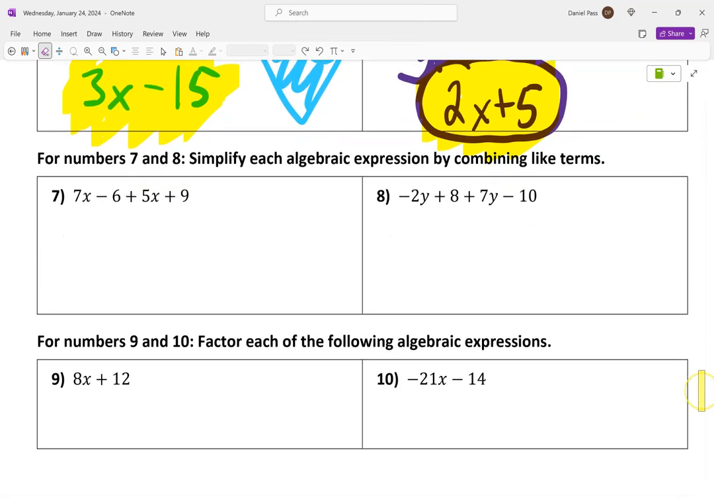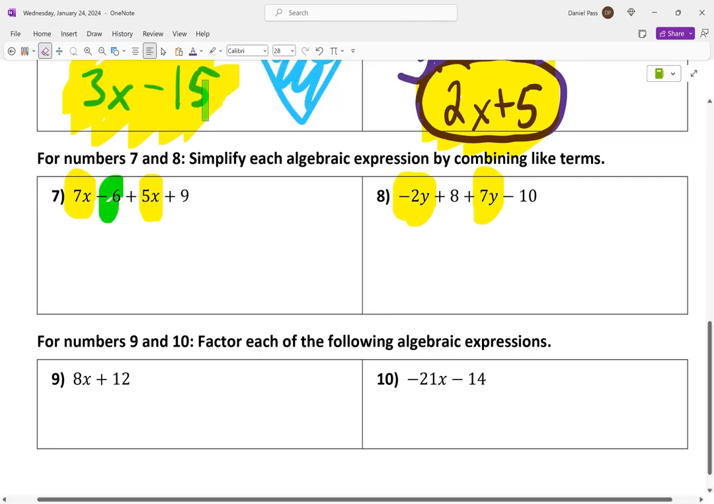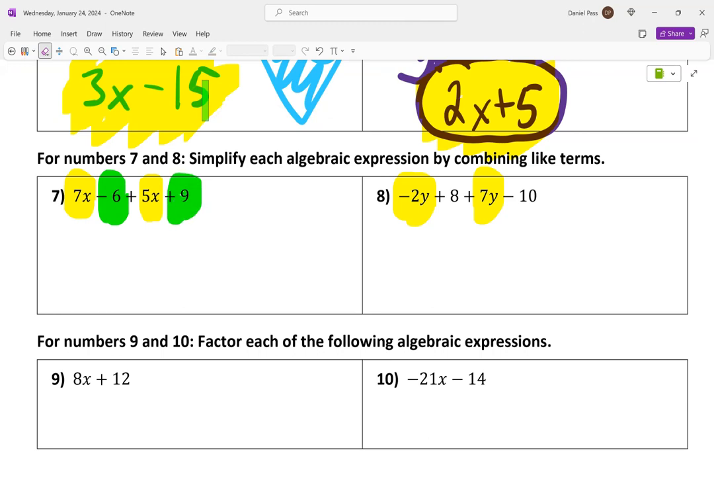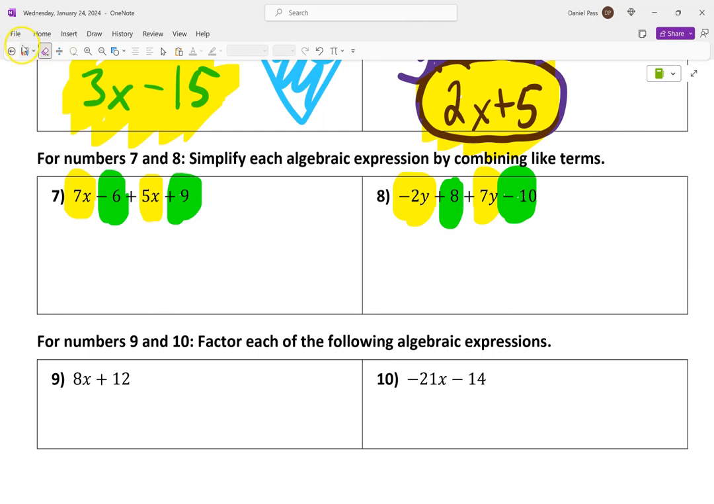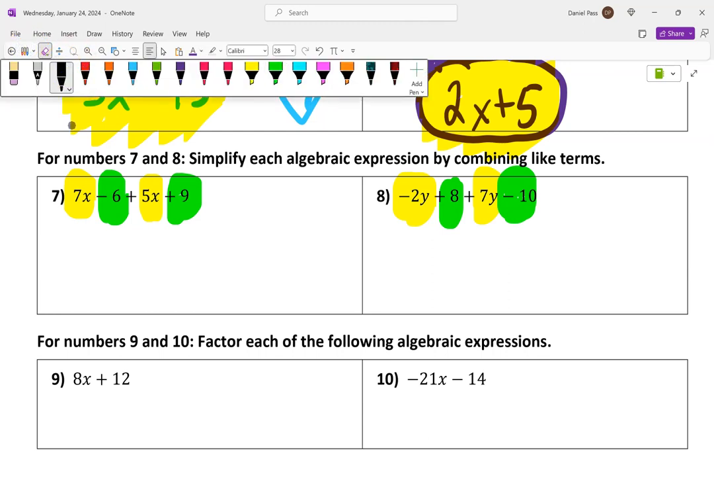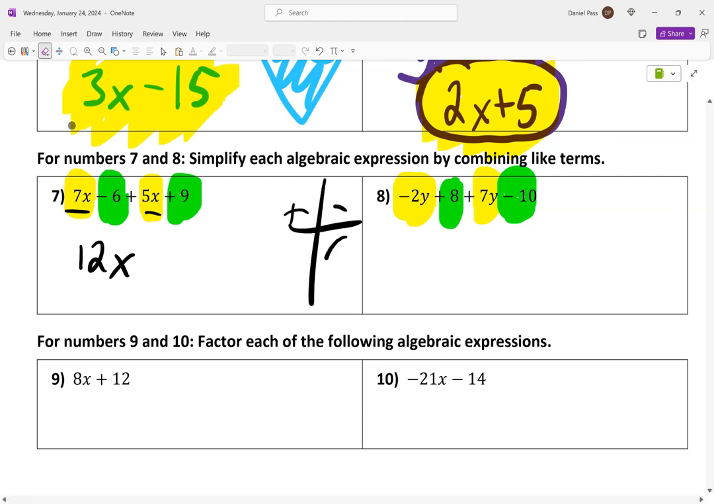Okay, combine like terms, so let me highlight the ones that are the same. X matches X, Y matches Y, -6 matches 9, +8 matches -10. So now, we're adding and subtracting, we don't want to do Dorito Man. That's going to mess us up. Good guys, bad guys. But this is both positive, so we can just add. Okay, -6 and +9. Good guys win by 3.